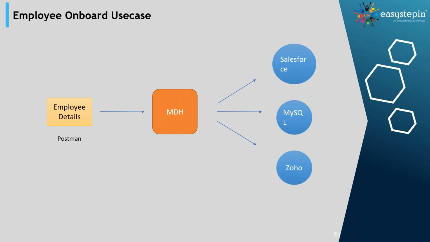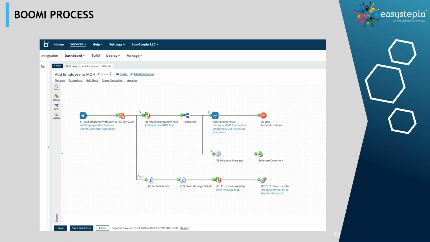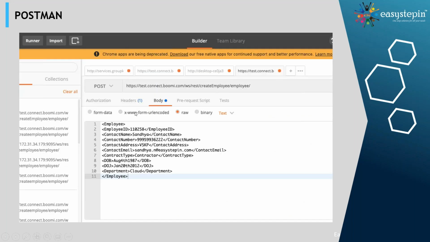So in our MDM use case, we got data from a third-party application to the master data hub. And from here, we have sent it to other applications. Correct? So we have exposed a Boomi process as a service to get data from Postman and send it to MDM. The Boomi process is a service which is exposed on a server. And Postman consumes that service using the endpoint URL and sends data to MDM. Clear? So this is how an API works.